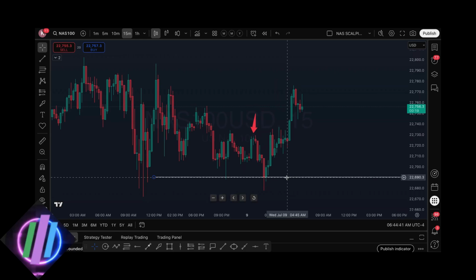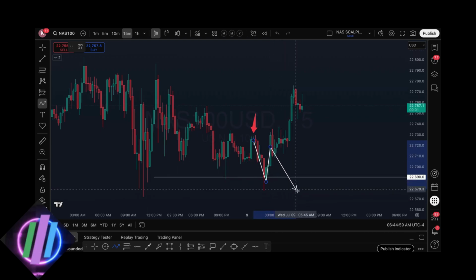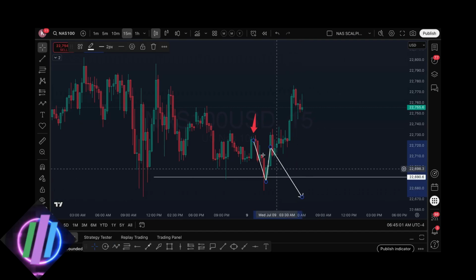Okay? There is a change of character because if this was a strong downward action, we would have made this low like we did, came back up somewhere in this range, and then continued to make another low. Okay.